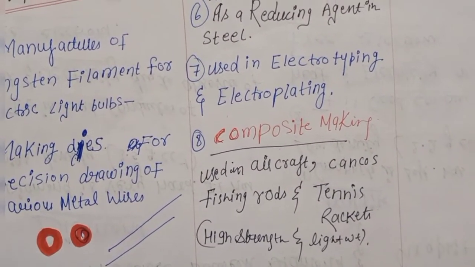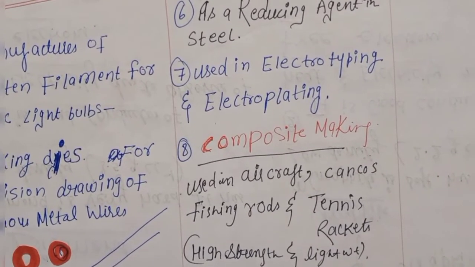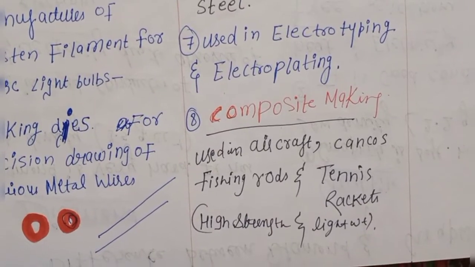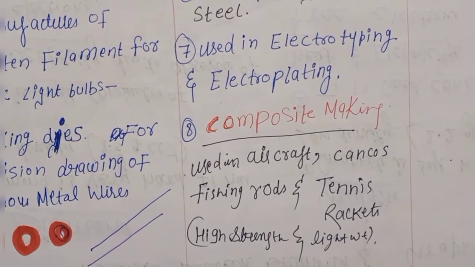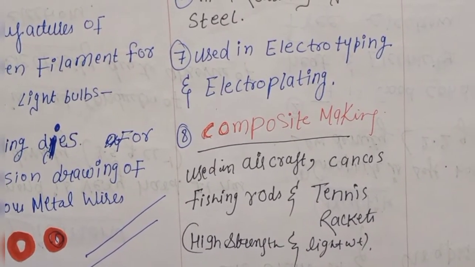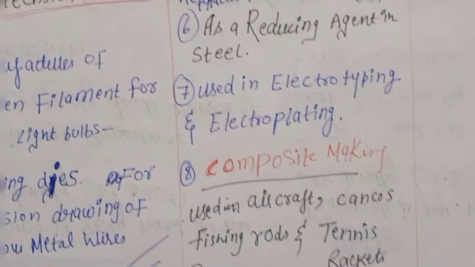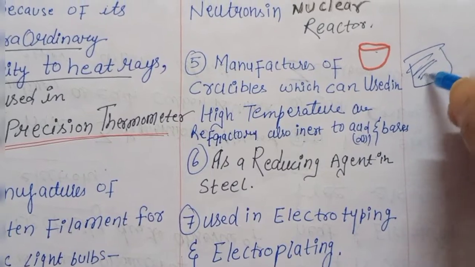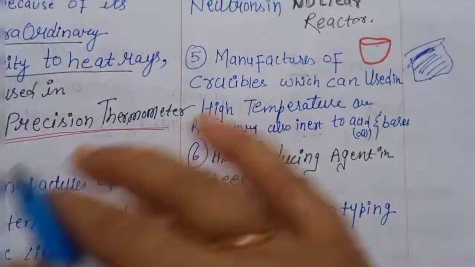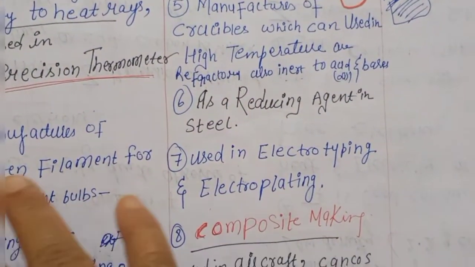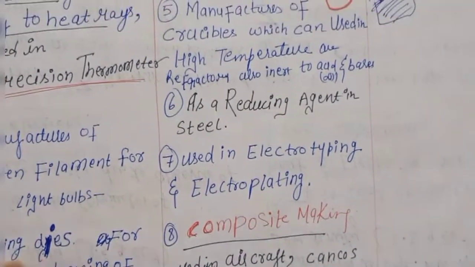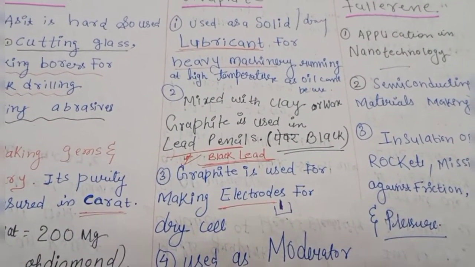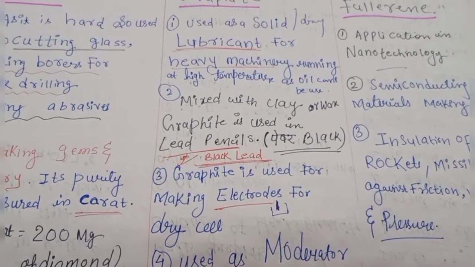Then composite making. They are used as composites in aircraft, canoes, fishing rods, tennis rackets, as they give high strength and lightweight material. Composite means sometimes we need to fill the things. So we will make this of the graphite composites, it helps in packing. Aircraft and canoes. Next we can see the applications of the fullerenes, uses of fullerenes.